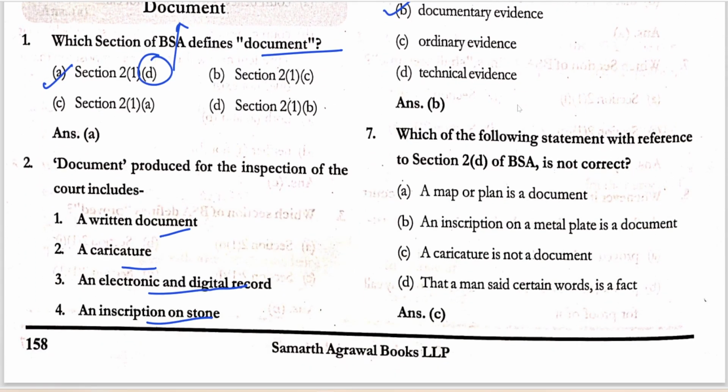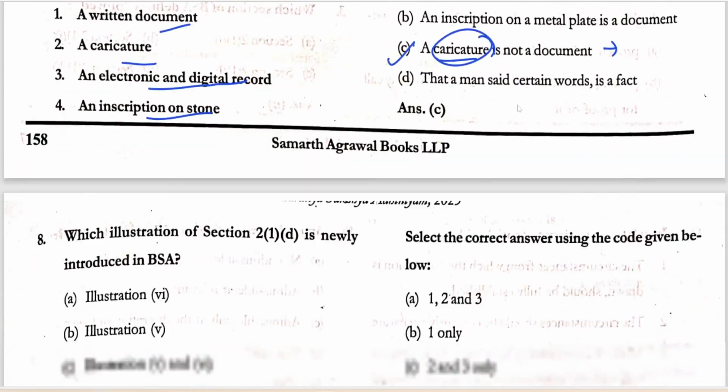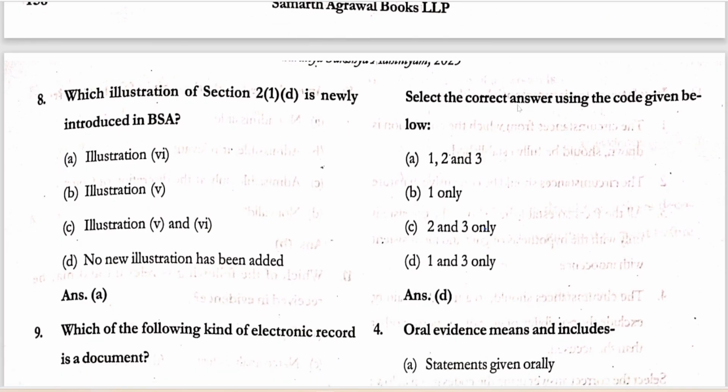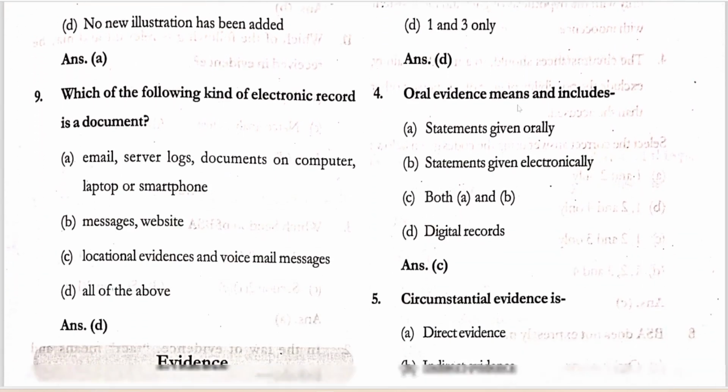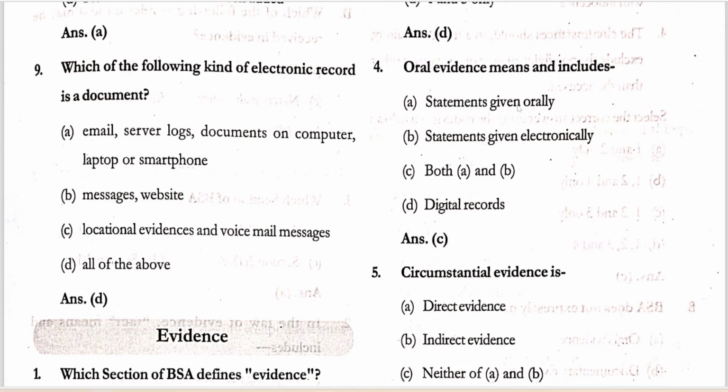Which of the following statements with reference to section 2(1)(D) of the BSA is not correct? A caricature is not a document. Caricature जो है वो document होता है. Which illustration of section 2(1)(D) is newly introduced in the BSA? Illustration 6. Which of the following kind of electronic record is a document? All the above.